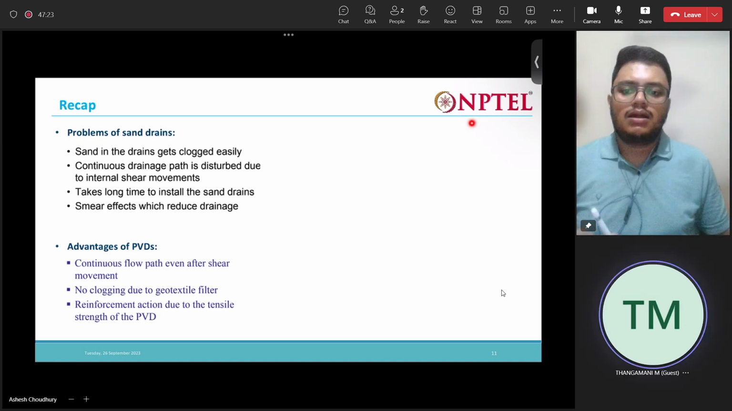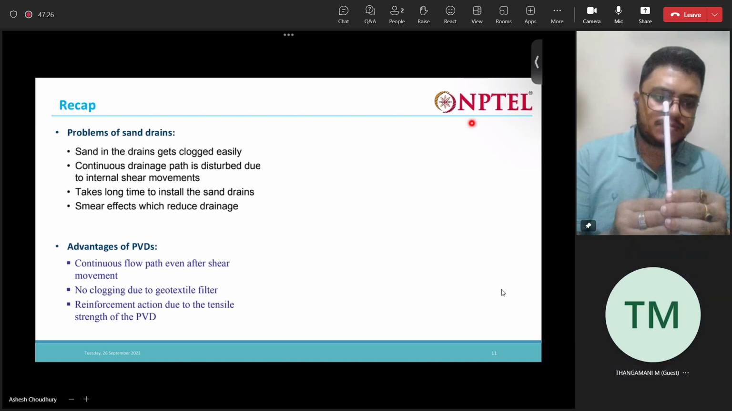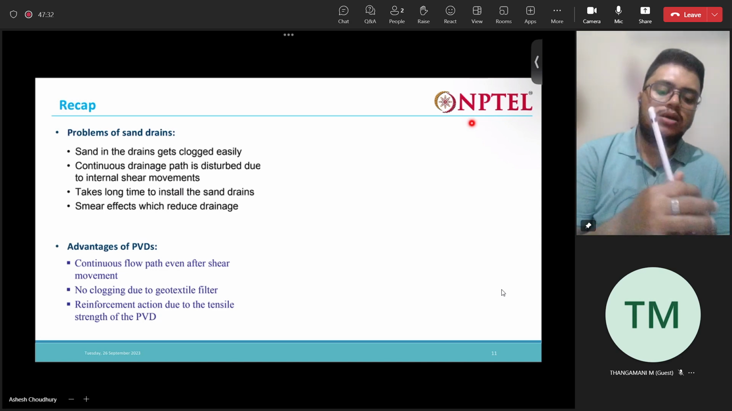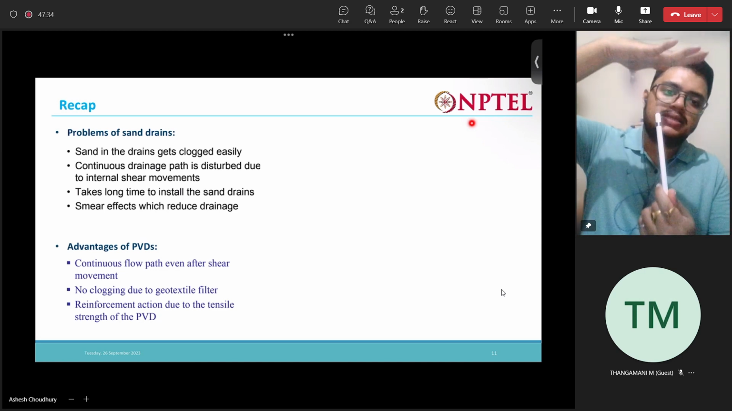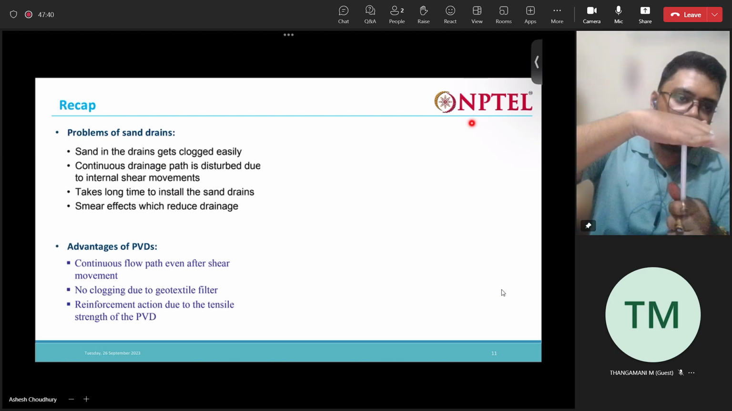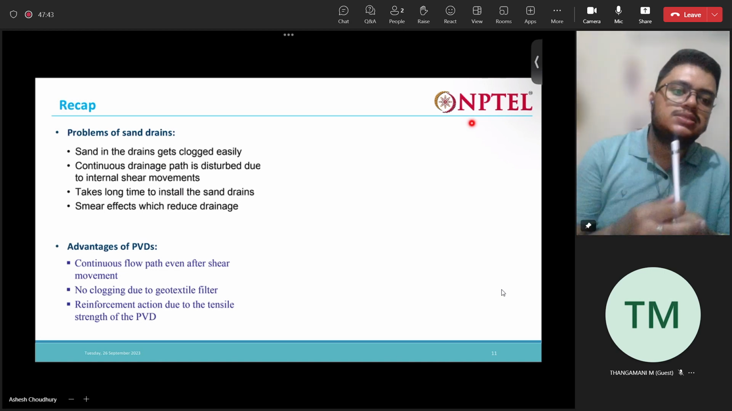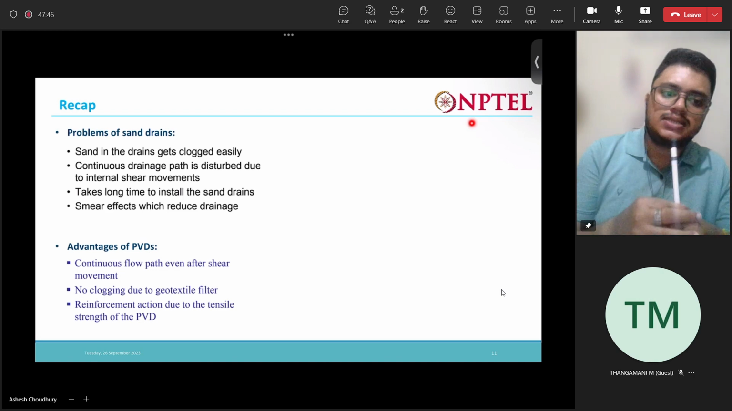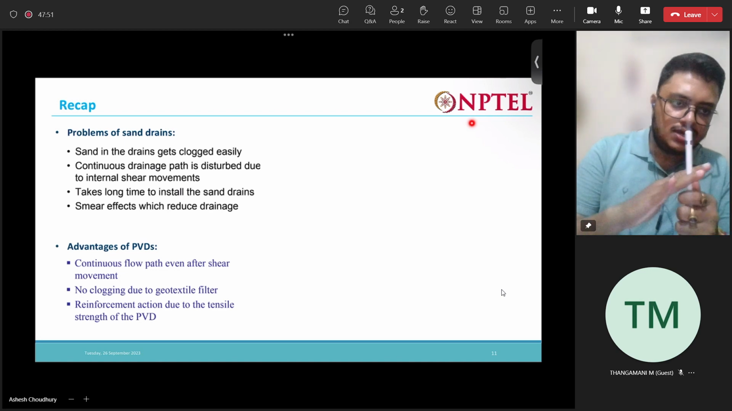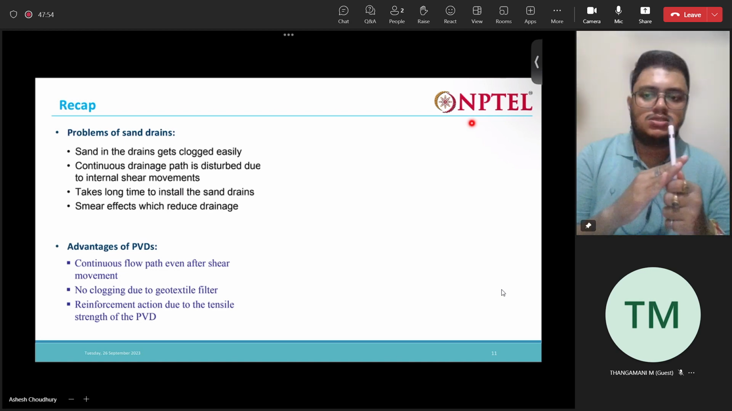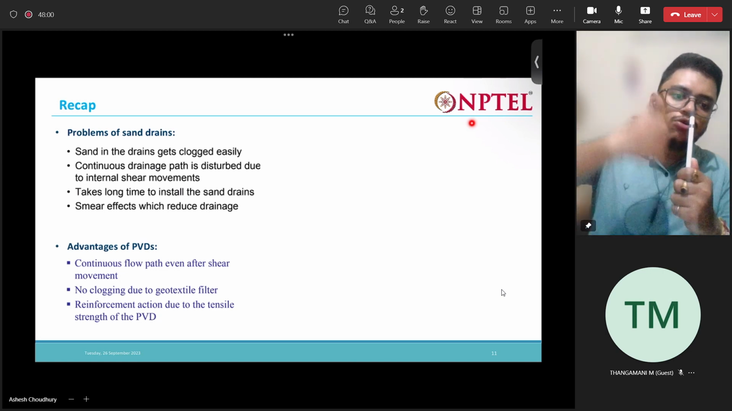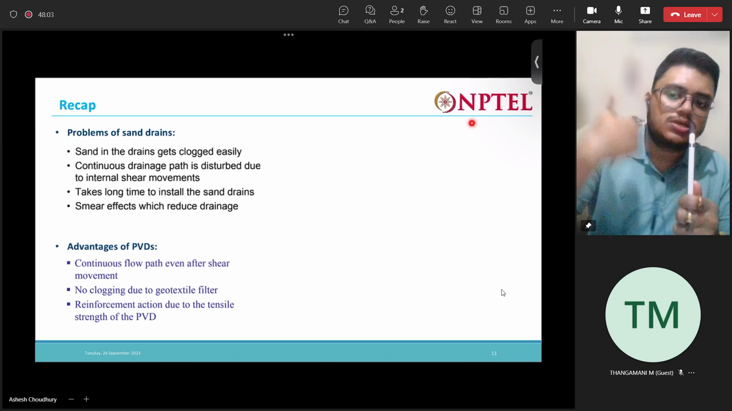So you have these sand drains, which are long columns, and over that you are applying some pressure in order to increase the effective stress. Due to that loading, there is movement and disturbance in this column. There are shear movements in the sand columns. What happens due to this? The continuous flow of water is restricted. It gets totally disturbed.